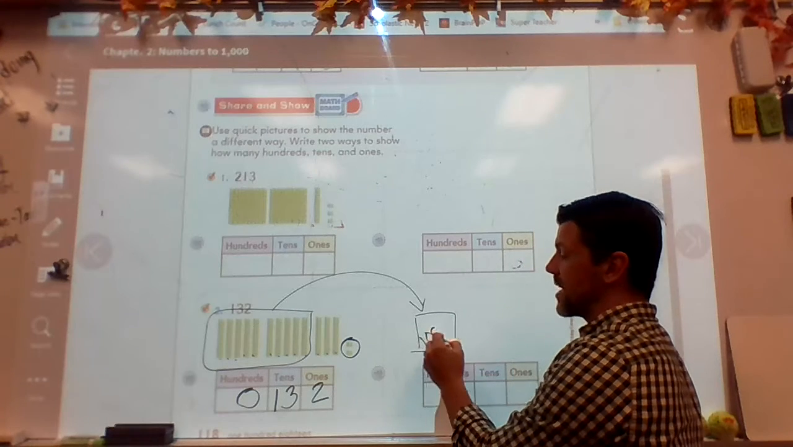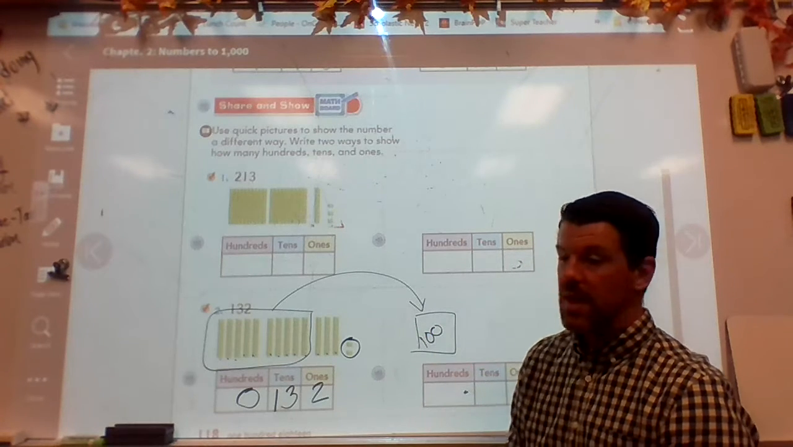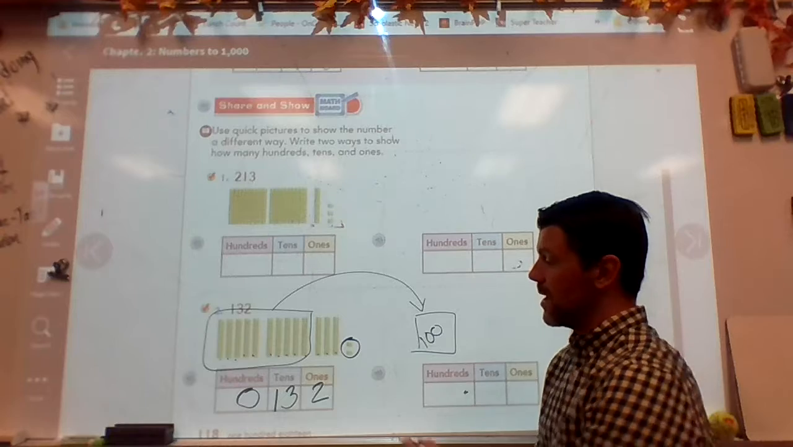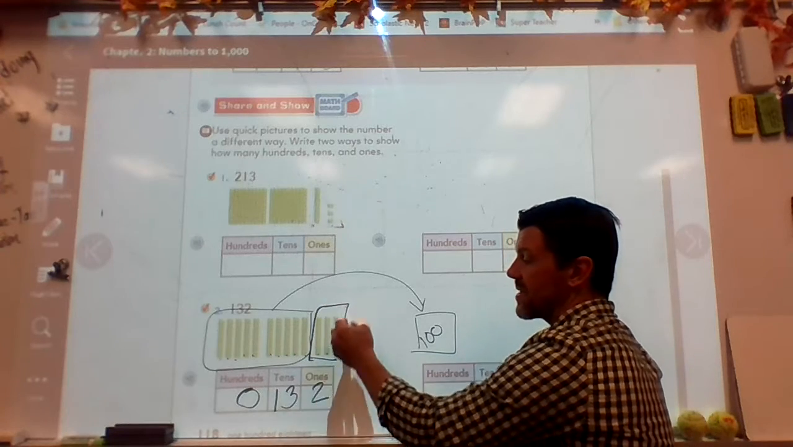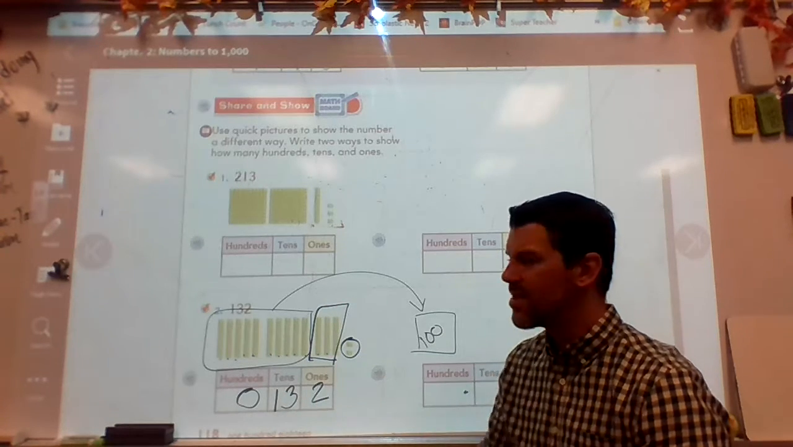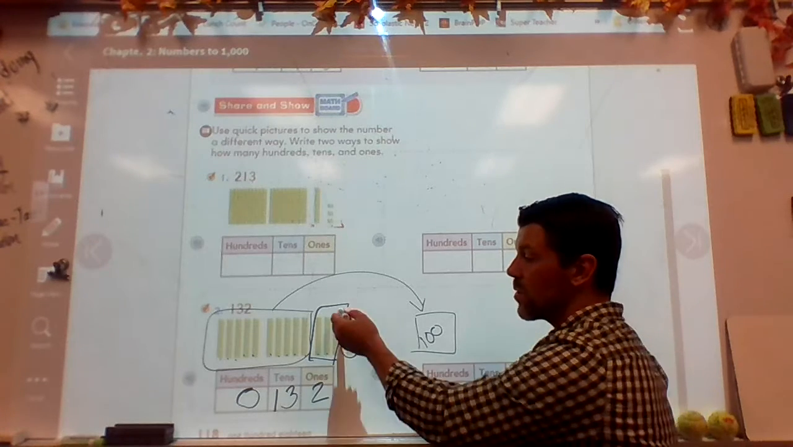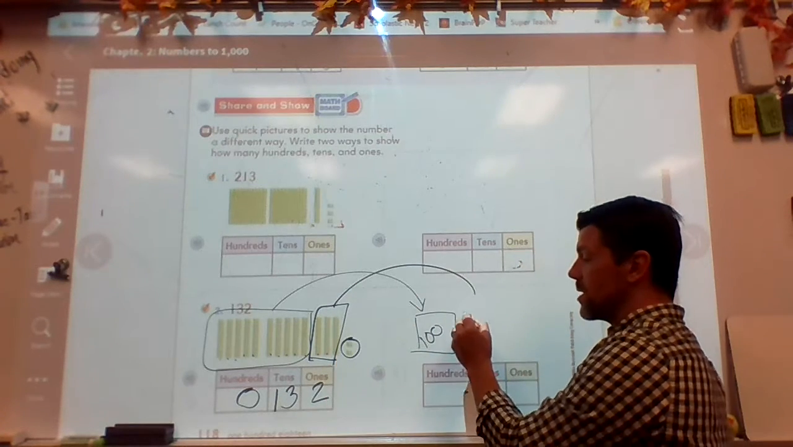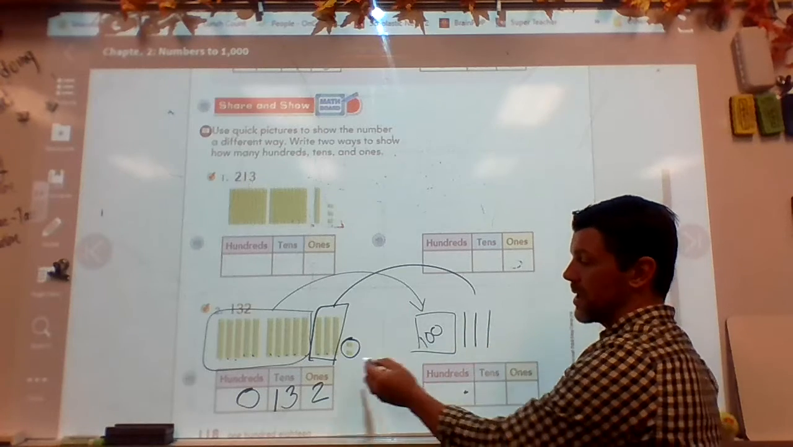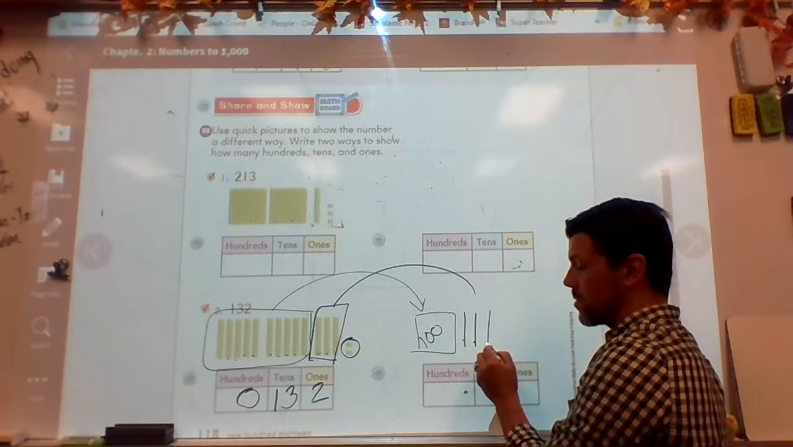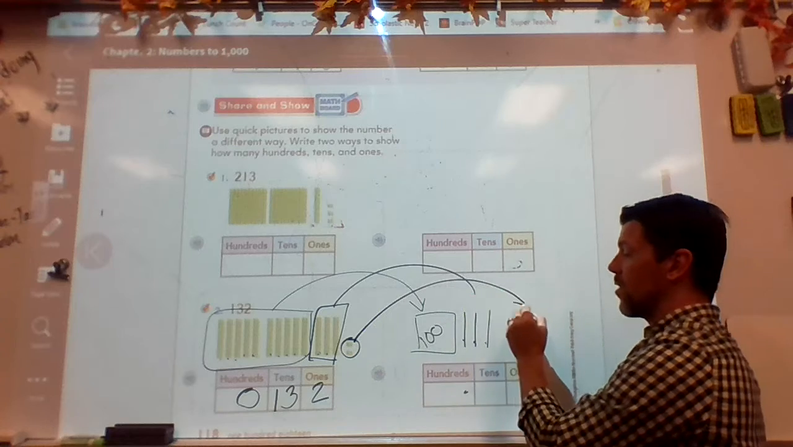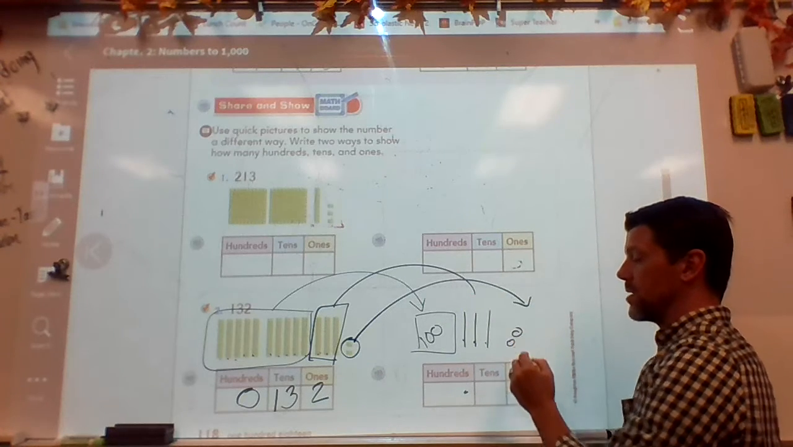This square now represents 100. The next thing I need to do is move over the remaining tens. Can I make the 3 tens into 100? I can't. So I'm just going to move them over, 1, 2, 3 tens. And then I'm going to move over my 2 ones.